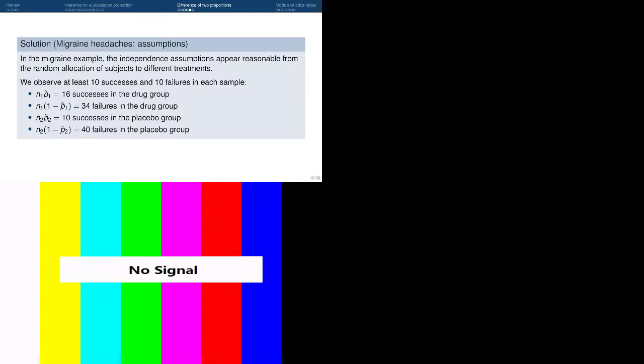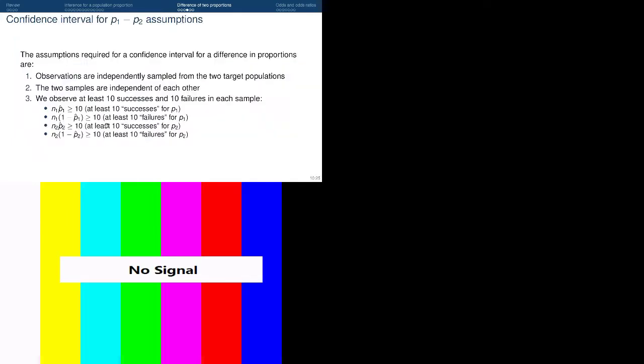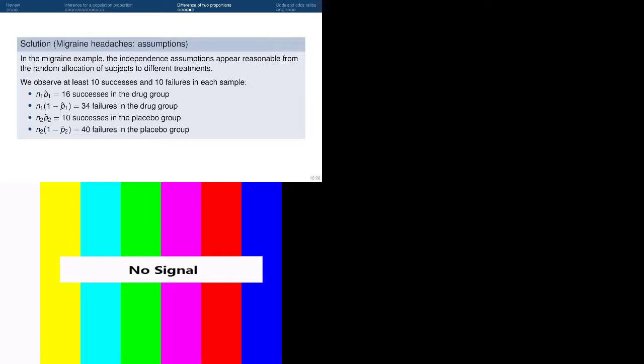So in this example, for the first group, we had 16 successes for the drug group and 34 failures, and for the placebo group, we had 10 successes and 40 failures. All right, so the assumption is greater than or equal to 10, so this is fine.